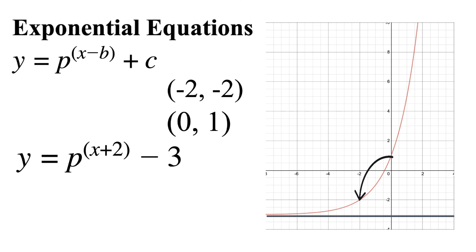The base, p, is then found by moving the point -2, -2 back down to the asymptote, which is -2, -3, and moving it right 1 unit, which is -1, -3. After that, we count the units that the point -1, -3 takes to reach the curve, which is 2. Now we can see that the equation is y equals 2 to the power of x plus 2 minus 3.